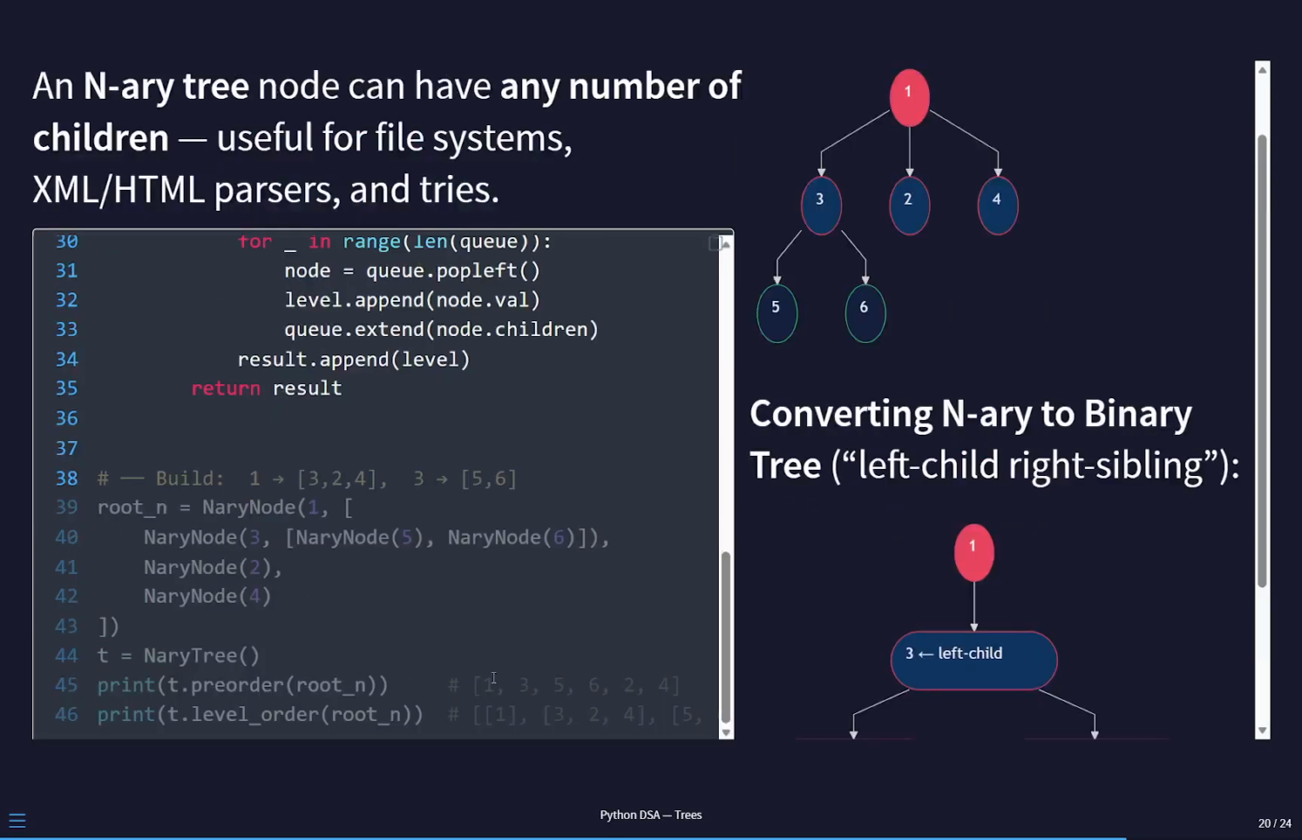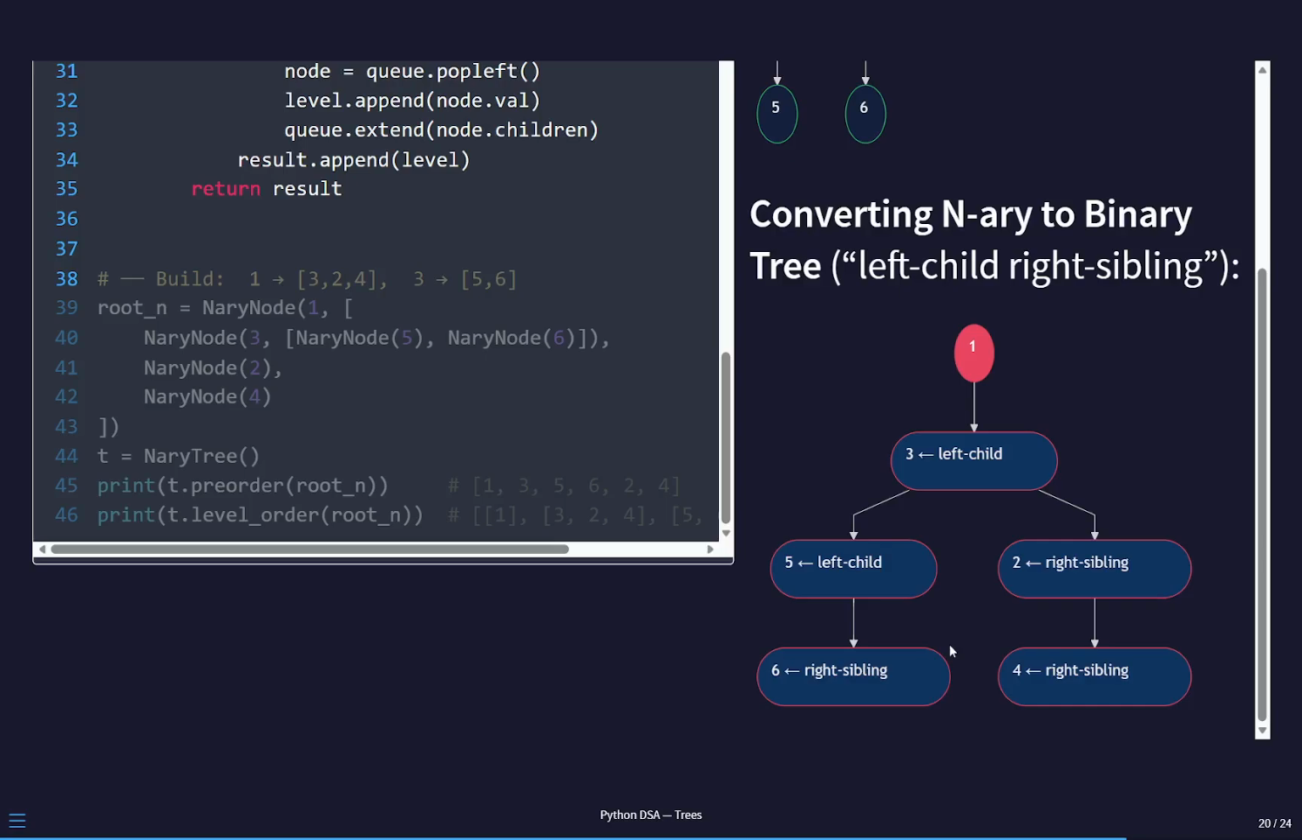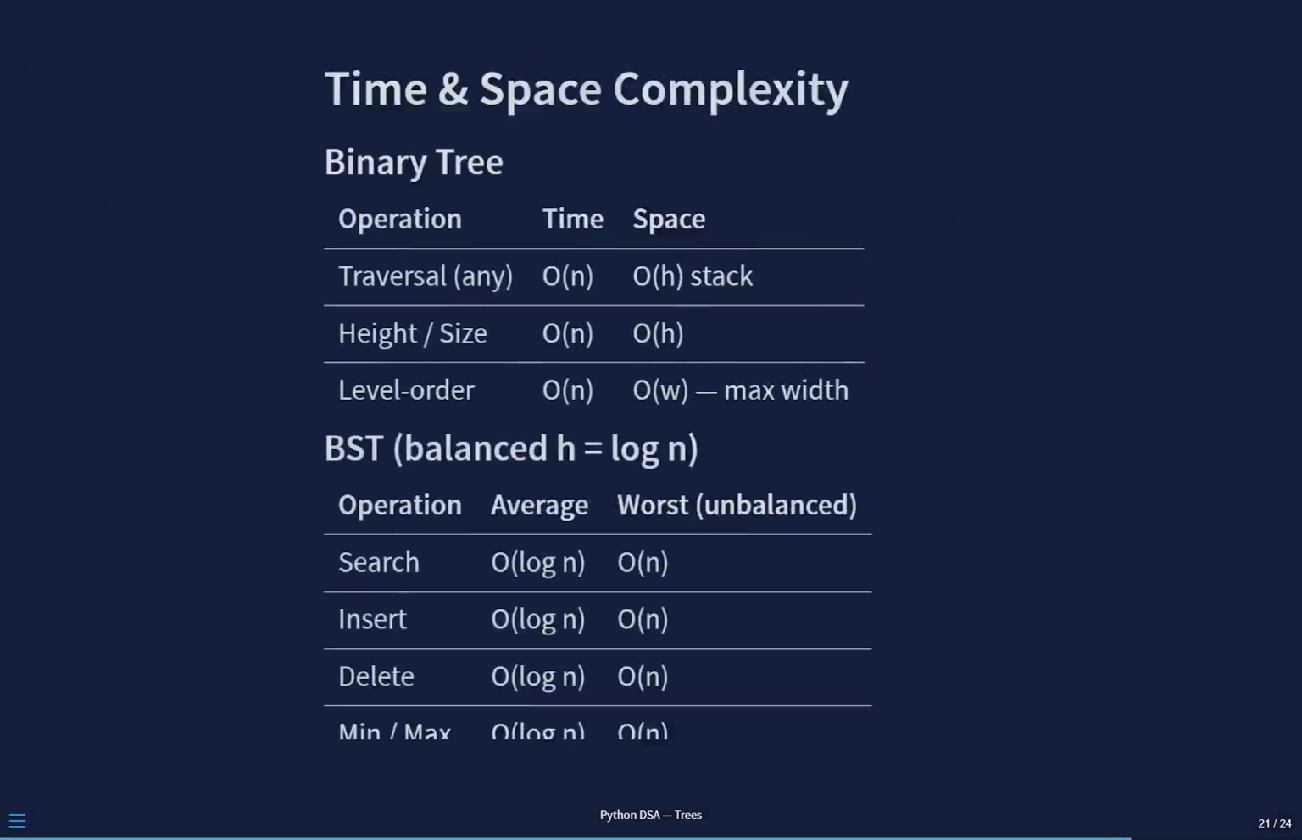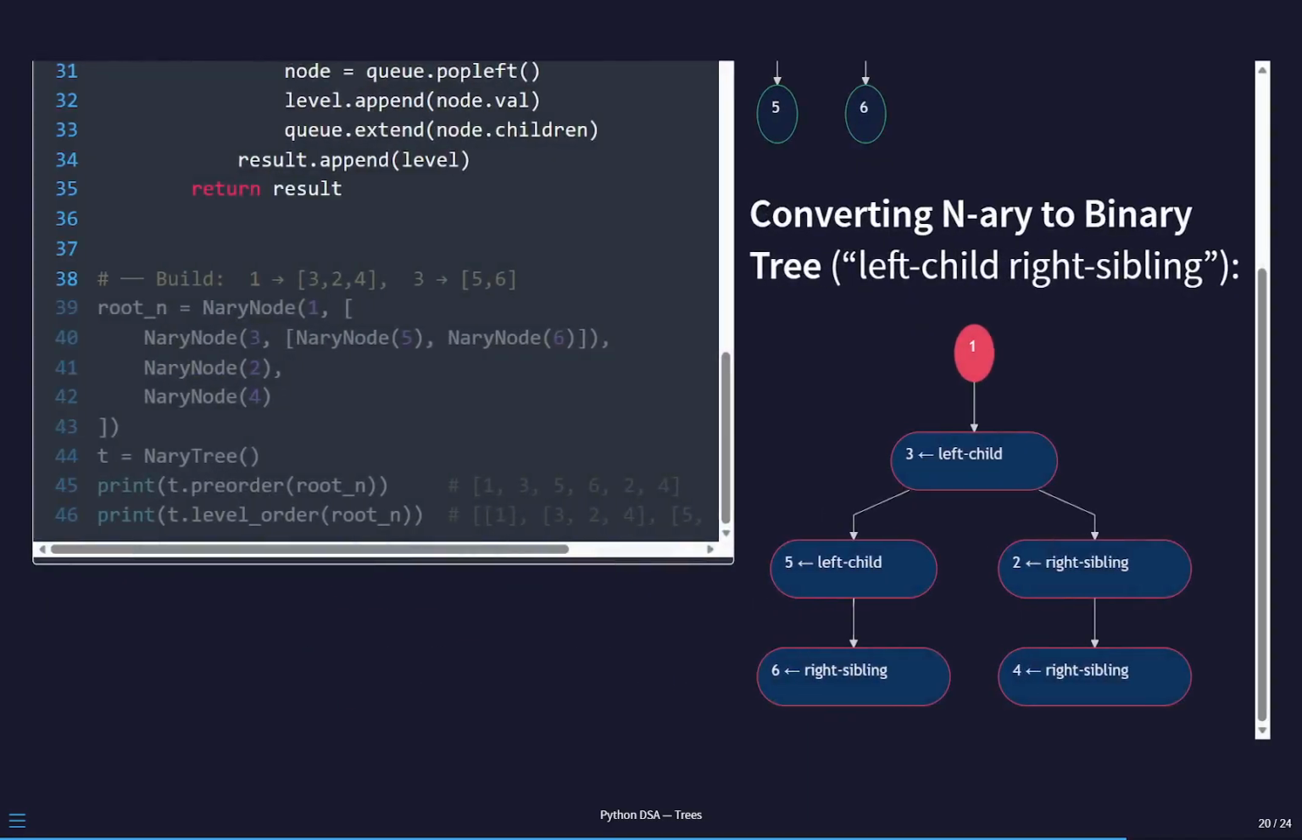Left-child right-sibling encoding is the classic technique for converting any n-ary tree into a binary tree without losing information. Each node's left pointer becomes its first child. Each node's right pointer becomes its next sibling. The bottom diagram shows the encoding. Node 3 is the left child of 1. Node 2 is the right sibling of 3. Node 4 is the right sibling of 2. Full n-ary structure, stored as a binary tree.